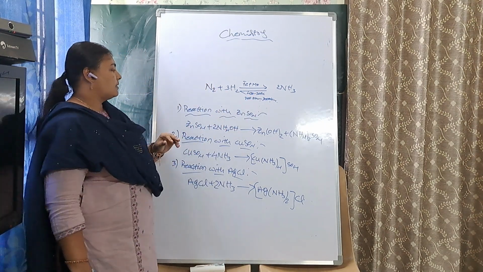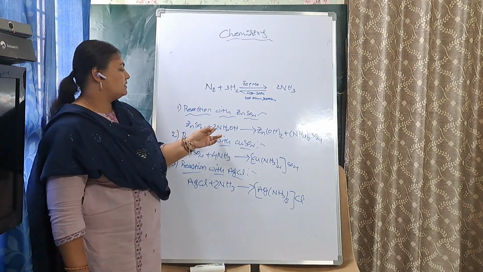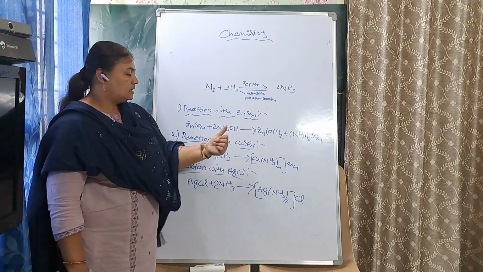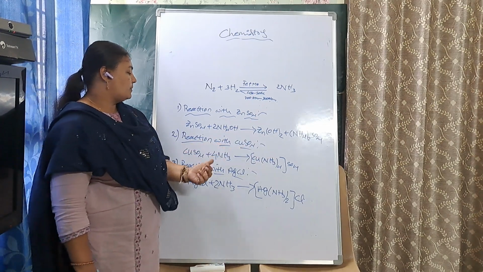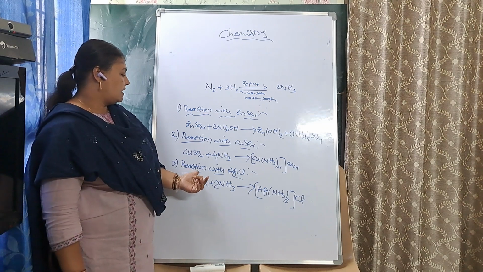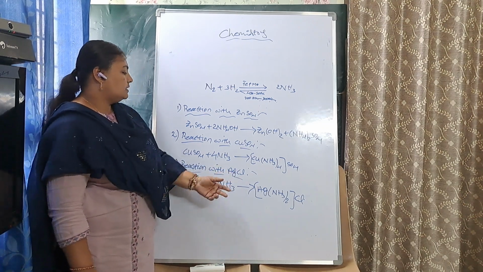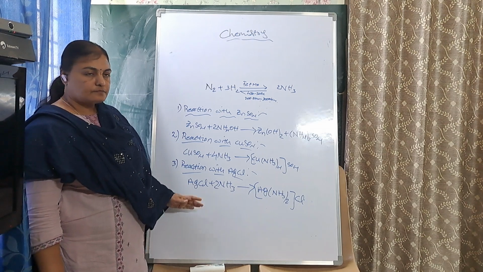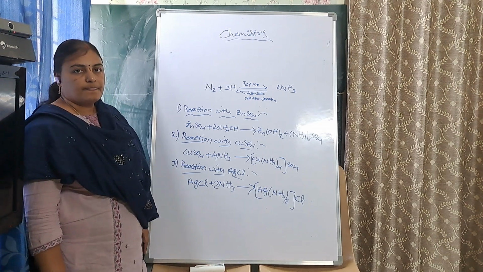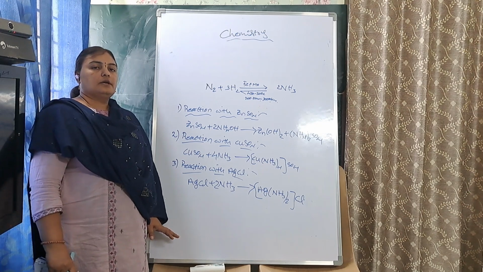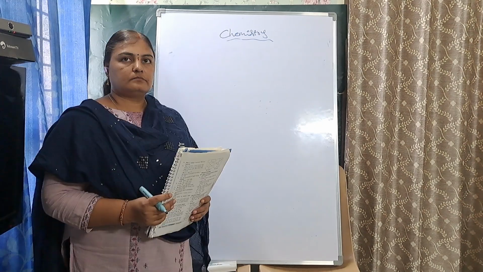So after getting that ammonia, when ammonia reacts with zinc sulfate, we get zinc hydroxide and ammonium sulfate. And when ammonia reacts with copper sulfate, we get copper ammonium sulfate. Next, when it reacts with silver chloride, we get silver ammonium chloride. Okay, so these are the reactions. This is one of the important long questions. Okay. Now let us see the second long question.